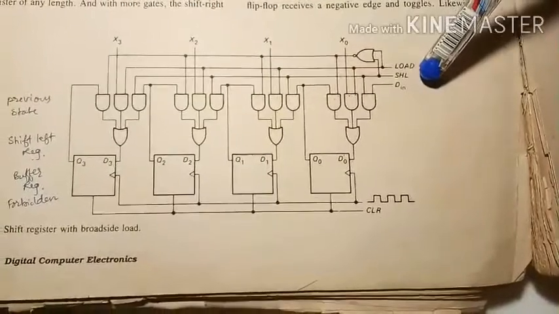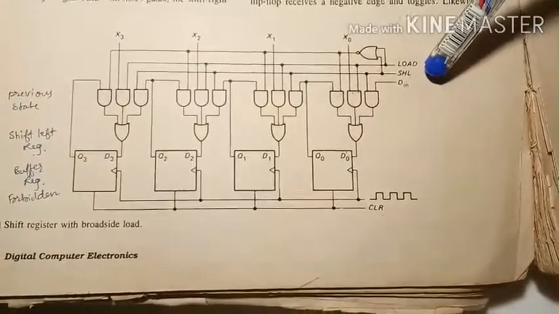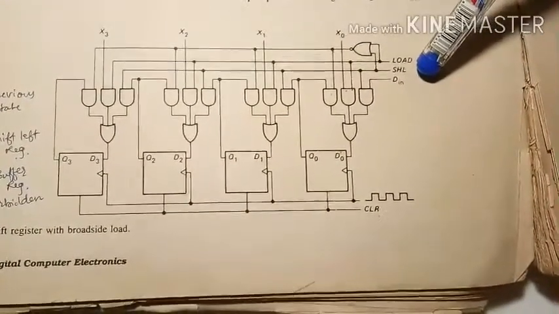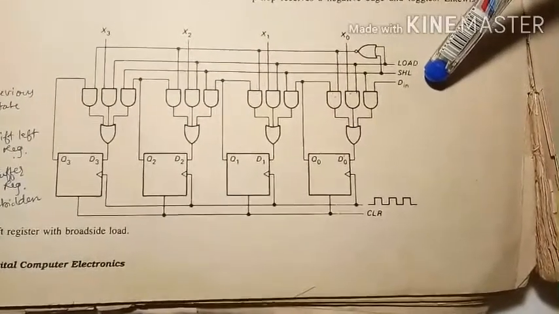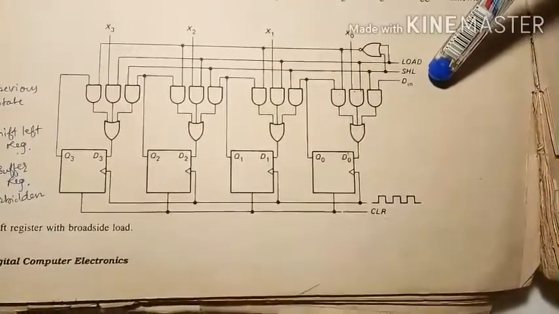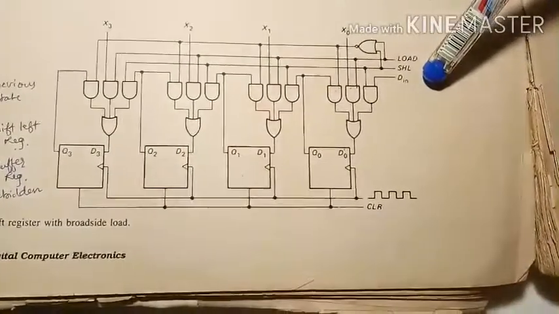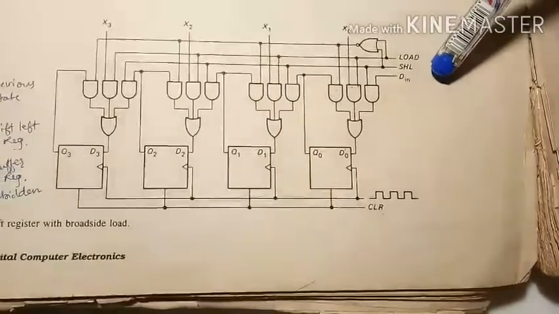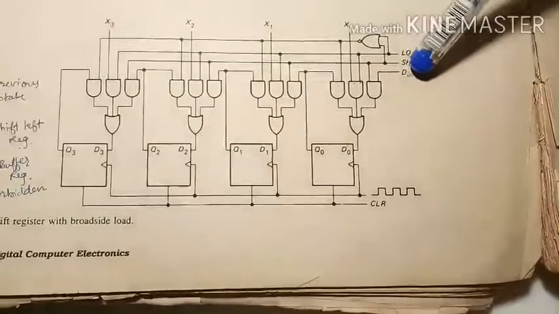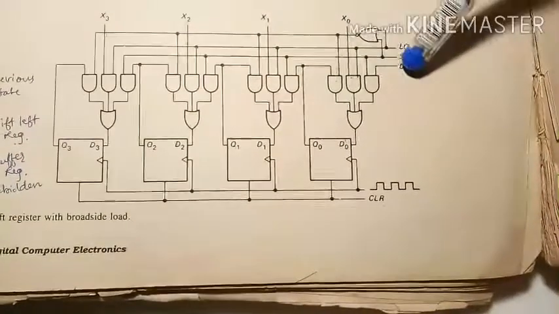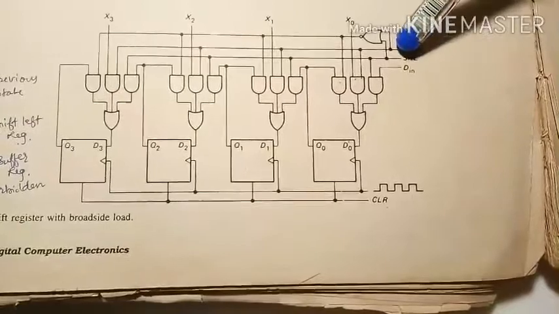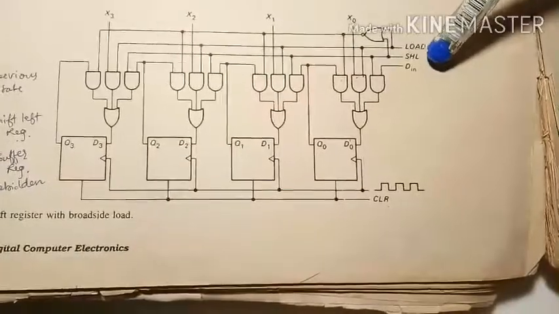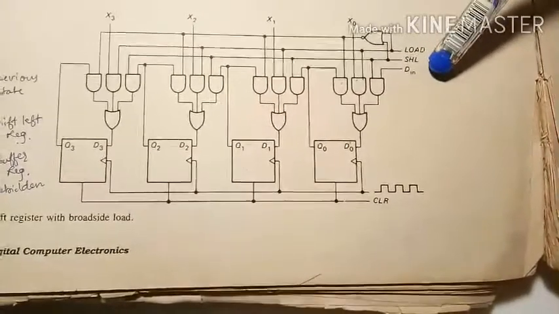Now we consider the case when load is high and SHL is low, when this circuit acts like a buffer register, because the X bits set up the flip-flops for broadside loading. When load and SHL are simultaneously high, then the forbidden case is observed. The circuit won't work. It is impossible to operate both on a single clock edge. Both operations on a single clock edge नहीं हो सकता.